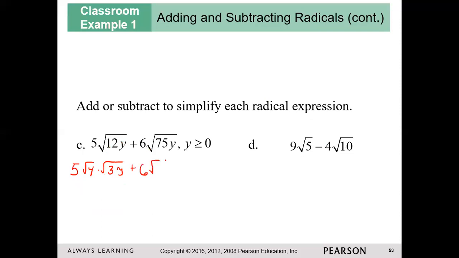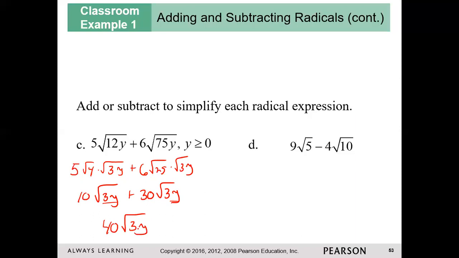Plus 6 radical 25, which is the perfect square factor, times 3y. Because again, that y is not going to bother anyway. When you take the square root of 4, you get 2. 2 times 5 is 10. So this is 10 square roots of 3y. When you take the square root of 25, you get 5. 6 times 5 is 30. So you get 30 and then 3y. And finally, we can add these together because we now have the same index and the same radicand. So this is 40 square roots of 3y, and we have successfully done this problem.